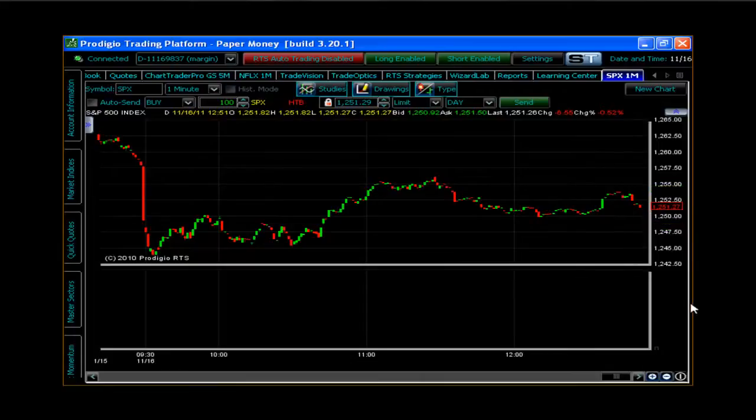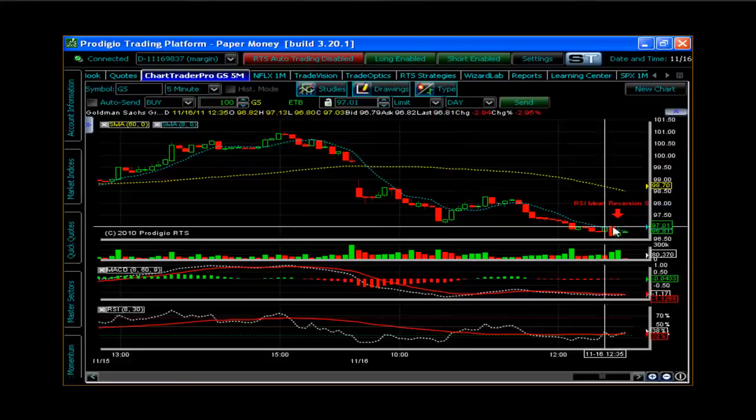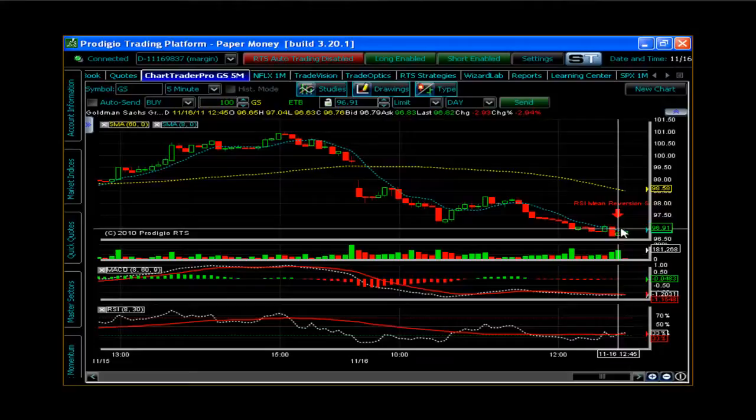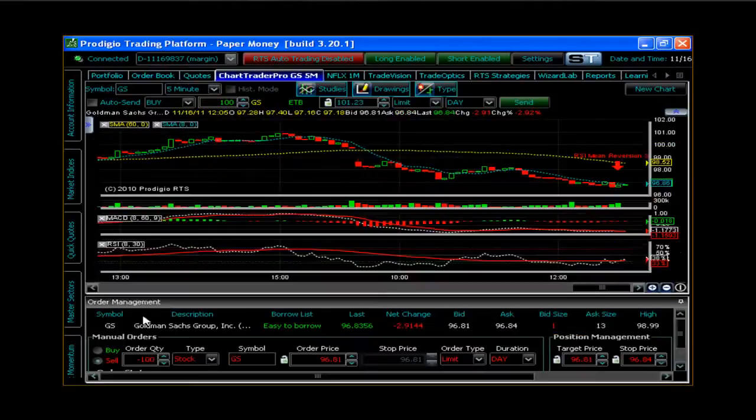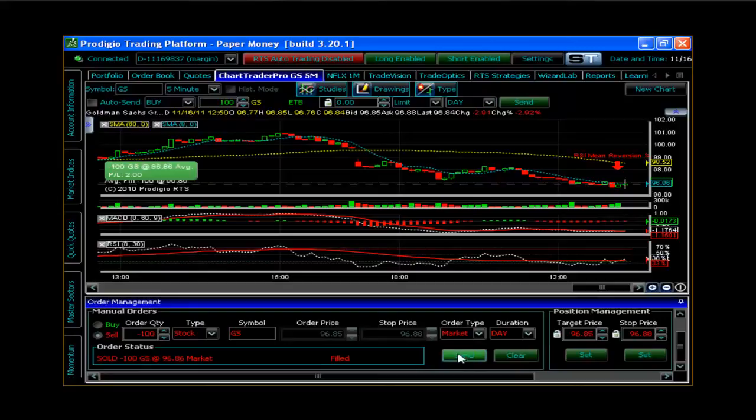So it's a little iffy, right? But if I go back to that Goldman Sachs, if I decided that this was a good time to go short on this RSI mean reversion, all I've got to do is go into my order management that's kind of preloaded, and I can toggle my parameters however I want, and I can just send that order, and now I'm short Goldman Sachs right now at 96.86. So everything's kind of tied together.